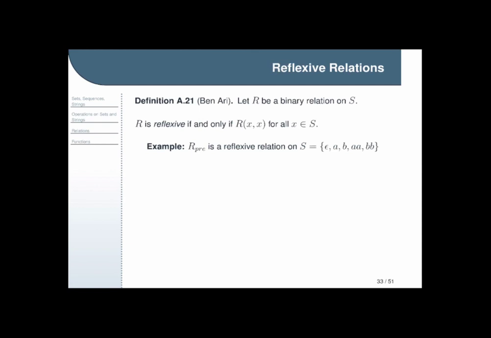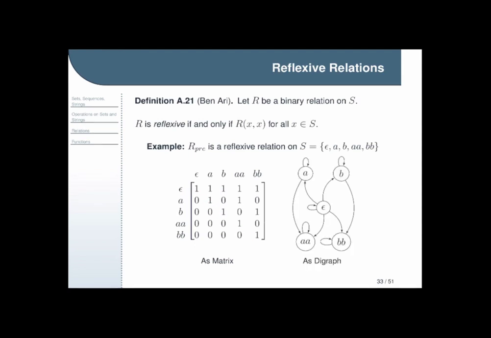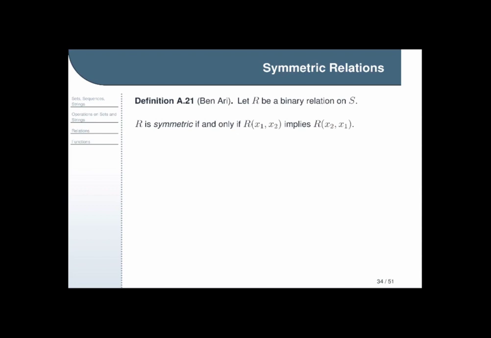We use R pre, and this is a reflexive relation, and the way that this shows up in a matrix, as we've already said, is that we see a diagonal sort of pattern of ones, right? And the way that it shows up in the digraph is all the self loops. So we've already covered that. All right, a few more interesting relations.